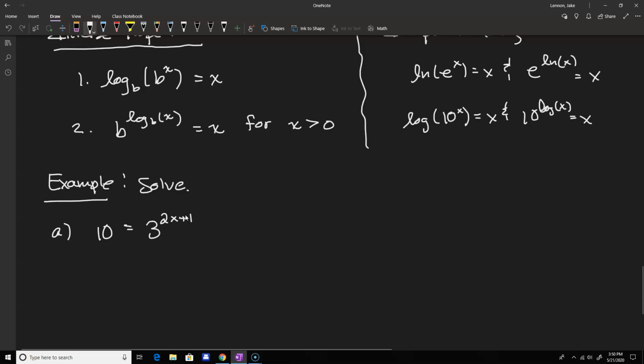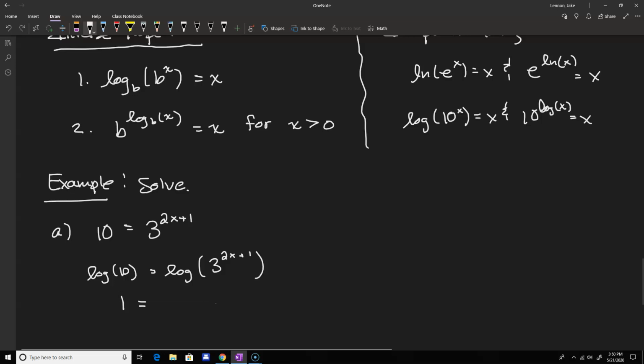So if you had an equation like this, anytime you recognize an unknown in the exponent, that's when you want to take logs of both sides of the equation. So let's just do common logarithm. So if you do the log of 10, that will be the same as the log of 3 to the 2x plus 1. But we know the log of 10 is actually just equal to 1.